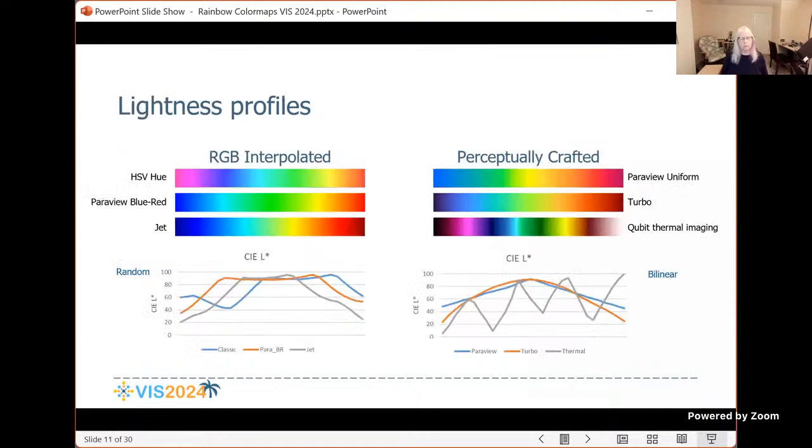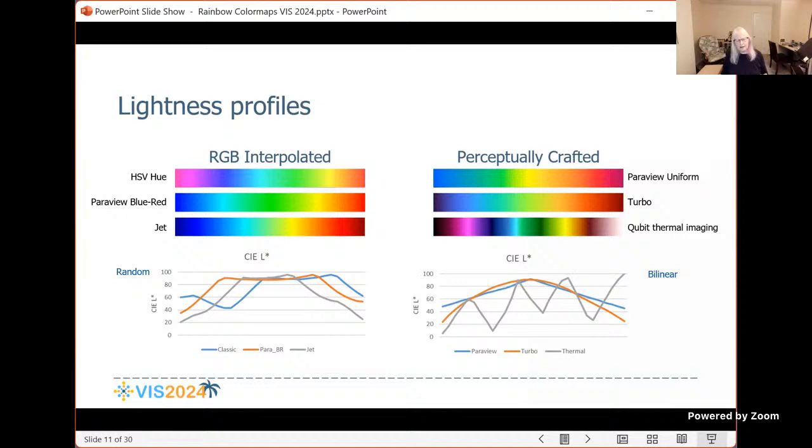So what about our rainbows? Well, if you look at the old-fashioned classics, they all have about the same profile, and it's kind of a mess. It's not very predictable. On the right, however, they've been crafted to be bilinear. The ParaView Uniform is strictly bilinear, Turbo is more rounded, and the qubit imaging one is multi-bilinear.